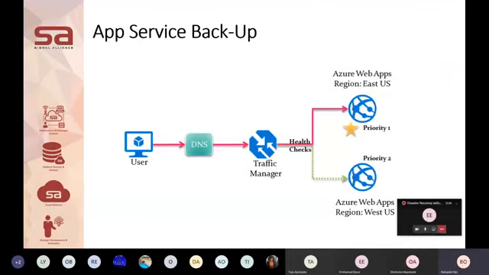So this is a typical web application that you have your application on priority 1. This is one application. The same application is also replicated in another region here. So instead of a traffic manager, I'm going to be using an Azure Front Door.